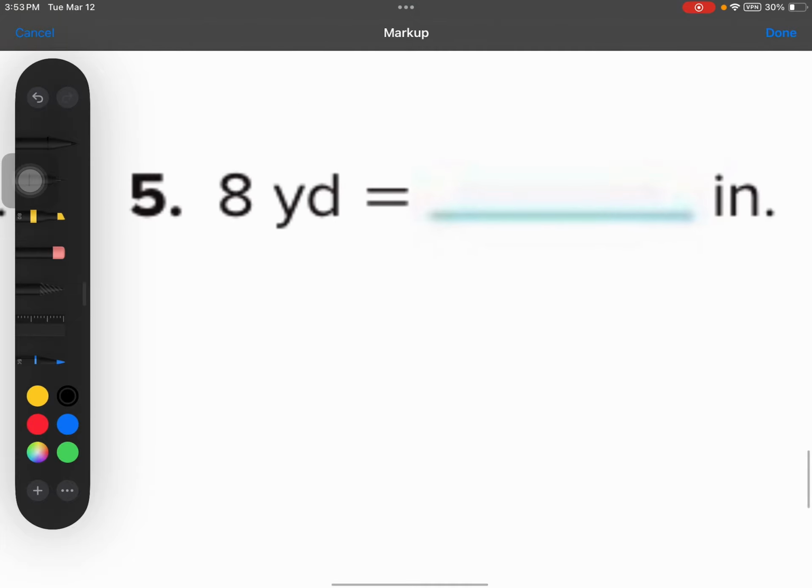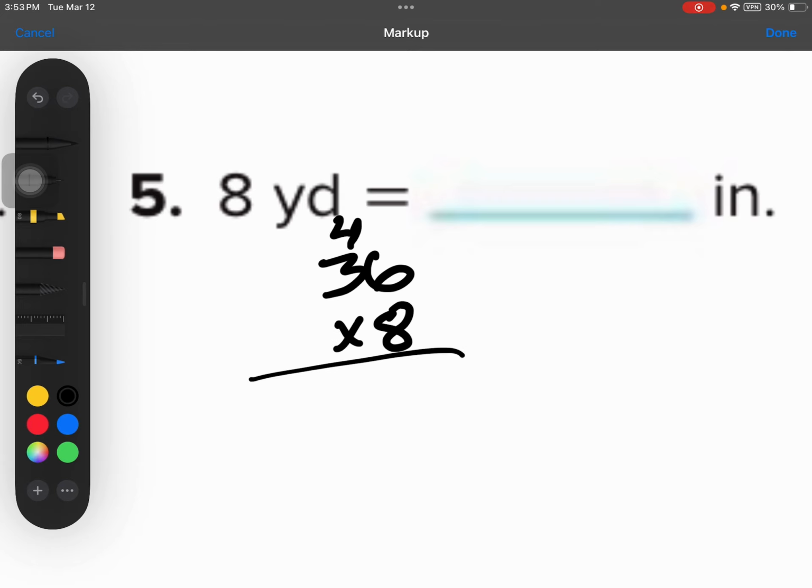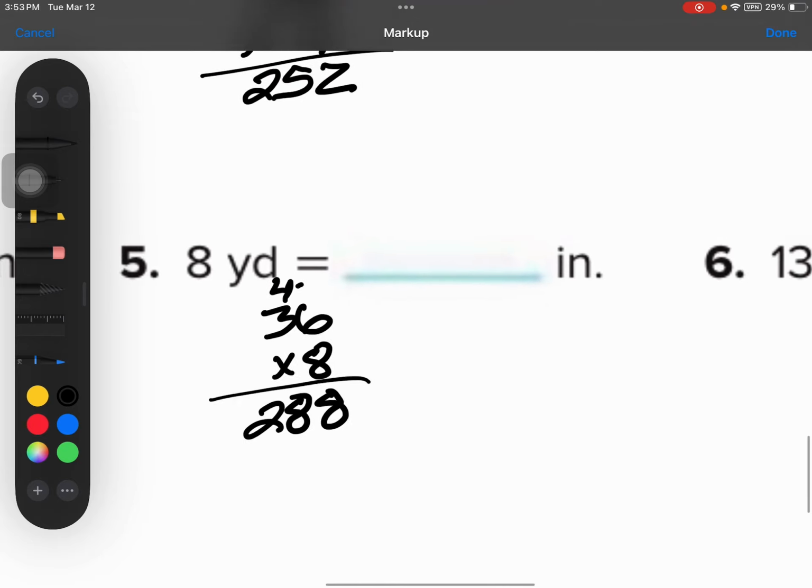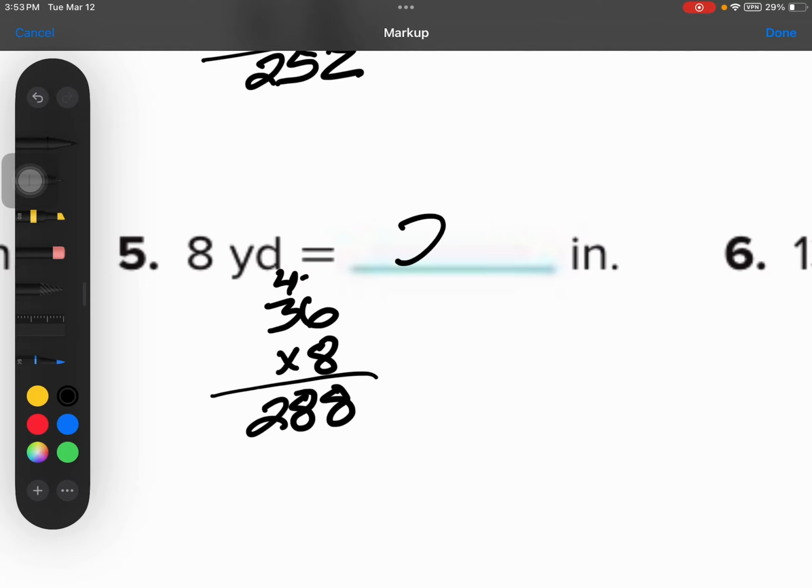Okay, number 5, we have yards to inches. We're going from horse to fly, we multiply. So there's 36 inches in a yard times 8 yards. 6 times 8 is 48. 8 times 3 is 24, 25, 26, 27, 28. 288 inches. Actually, that's not quite right because we have, yeah, that's right, 288. We're good.